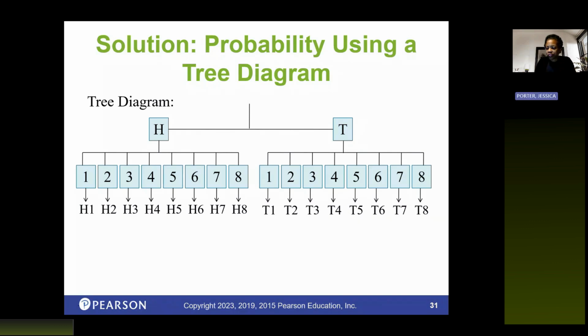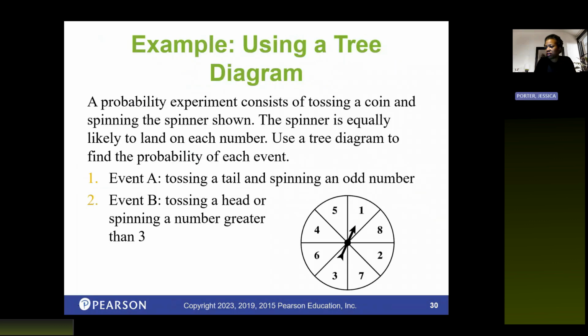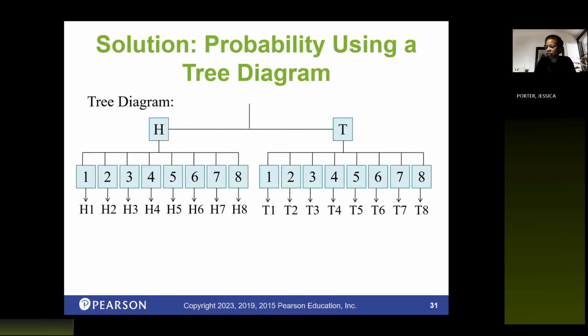So A, again, is tossing a tail and spinning an odd number. So 1, 2, 3, 4.